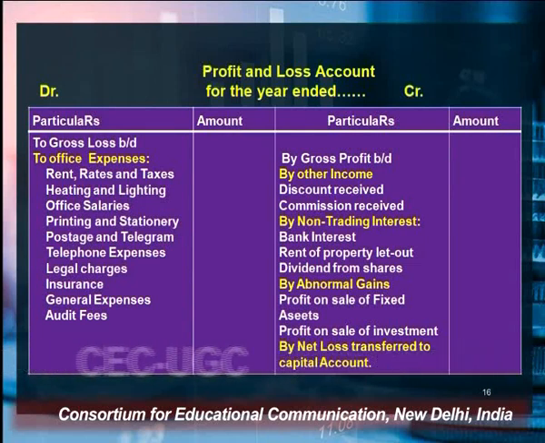So this 2,000 will be shown on the credit side of this account. If there is any profit on sale of investment, that is also a gain, that will be shown on the credit side of this account.